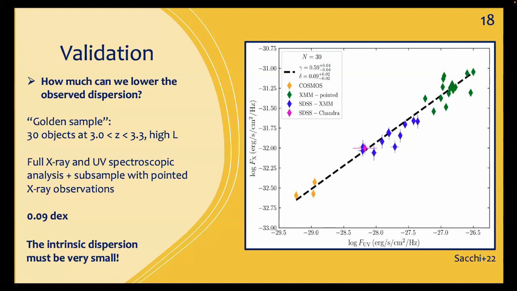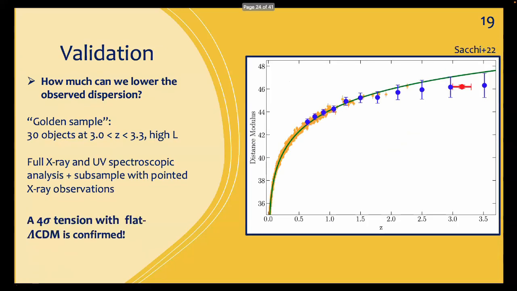And with this golden subsample now, we can also put it in the Hubble diagram. I'm sorry, the color code changed.